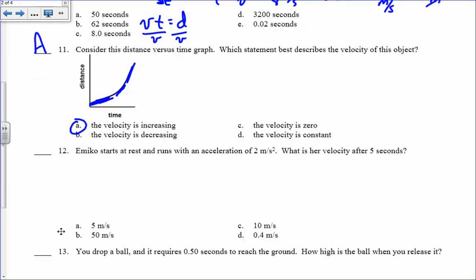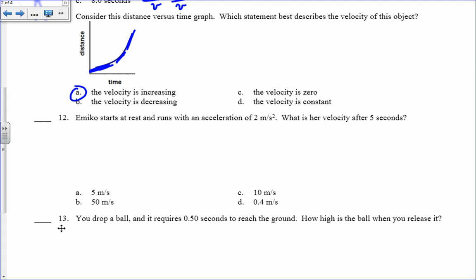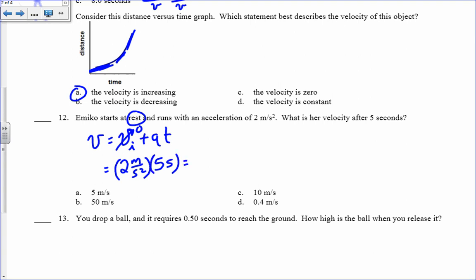Miko starts at rest and runs with an acceleration of 2 meters per second squared. What is her velocity after 5 seconds? All right, my velocity is equal to my initial velocity plus my acceleration times time. Starts at rest, so that means that this is 0. So my velocity is just the acceleration, which is 2 meters per second squared, times my time that she runs, that's 5 seconds. So it's 10 meters per second. So C is number 12.